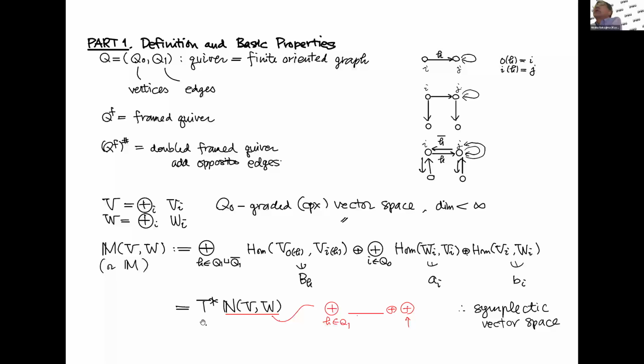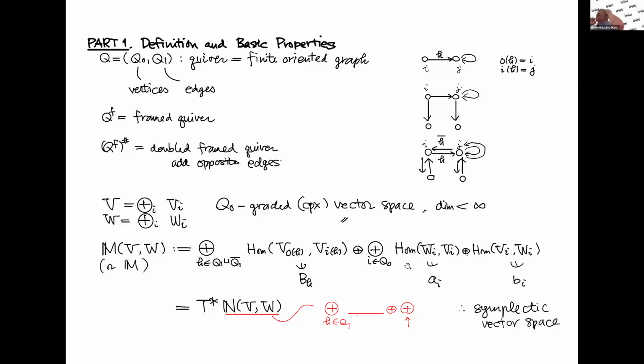In fact, this is a cotangent bundle of another vector space, which I denote by N(V,W). In other words, M(V,W) is a direct sum of another vector space, N(V,W), and its dual space. N(V,W) is half of the space of linear maps corresponding to edges in the original quiver Q1, and also I only take the linear maps in the first component, A_h. The remaining component B_h and the linear maps in the opposite direction give a dual space to N(V,W). So this M(V,W) is a symplectic vector space.